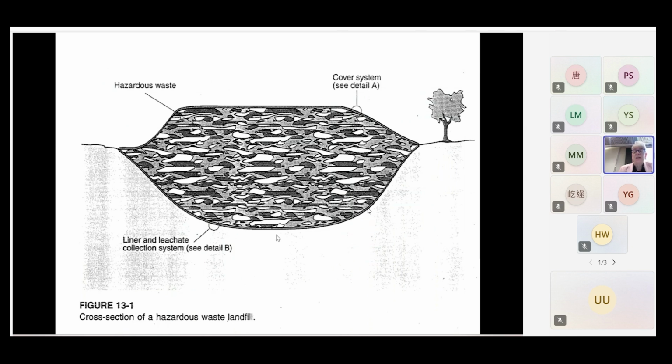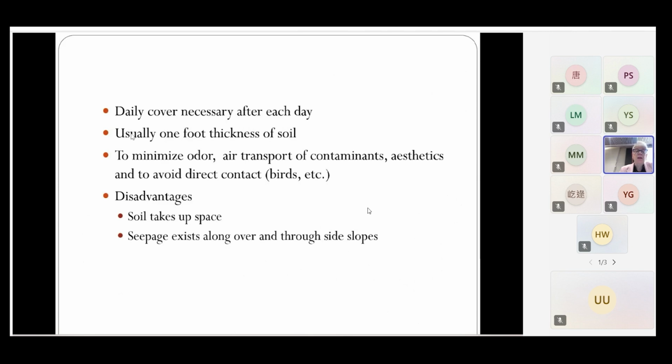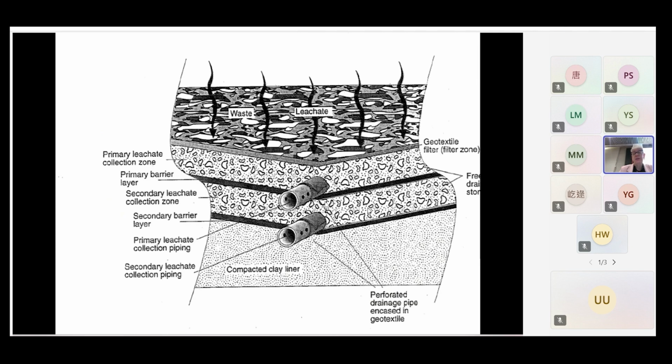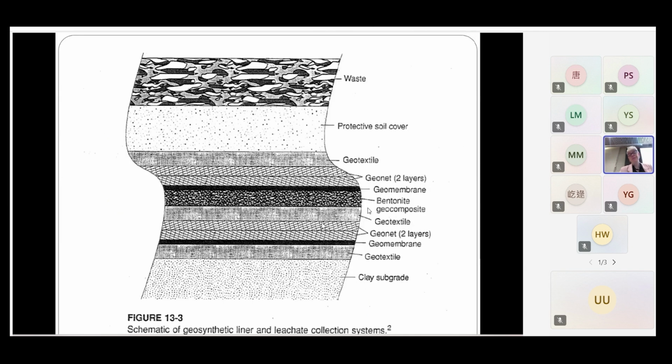So that's just a hazardous landfill basically. You have a daily cover, the soil that you put on top to minimize the transport of contaminants. They put some soil on top each day that you bring the waste in. This is actually a hazardous waste landfill because it has double the leachate collection systems, double the liner systems, and then you have the compacted liner.